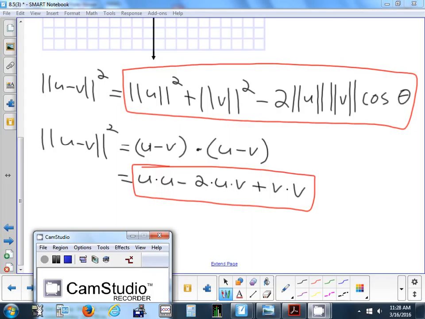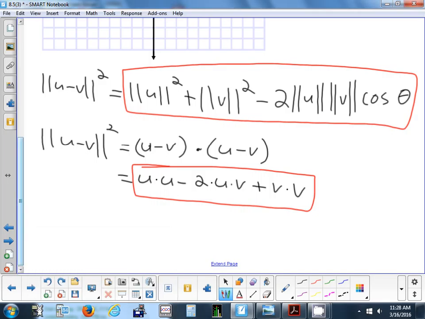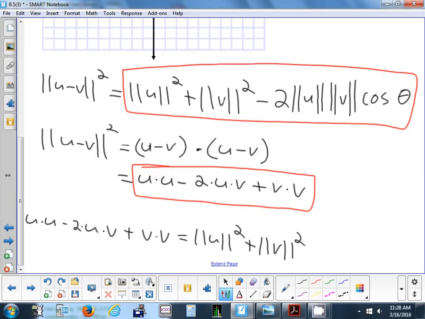All right, so now we got equation 1 and equation 2. What's in the red box? Both of them are equal to magnitude u minus v squared. So what does that mean about these red boxes? They're equal to each other. Yeah, so let's set them equal to each other, and then we're going to start getting a lot of things that cancel out. So we have u dot u minus 2 u dot v plus v dot v, and now equals everything else. Magnitude u squared, magnitude v squared, minus 2 magnitude u, magnitude v, cosine theta.